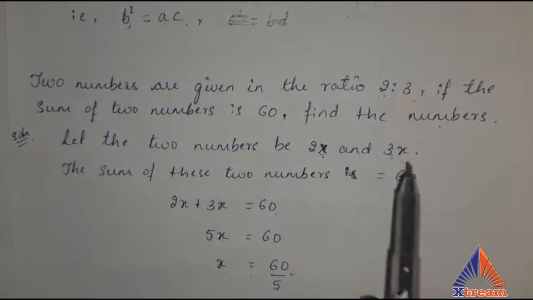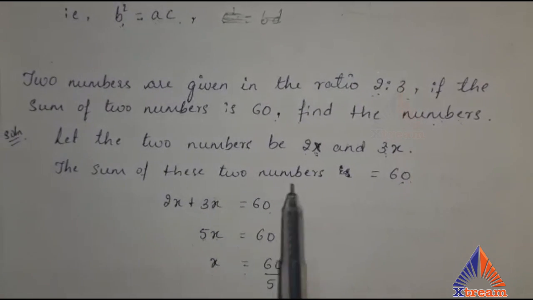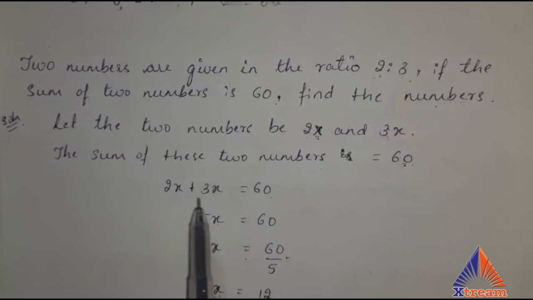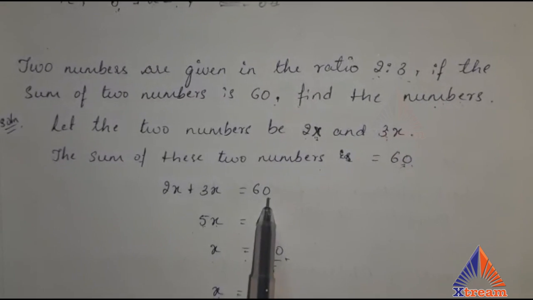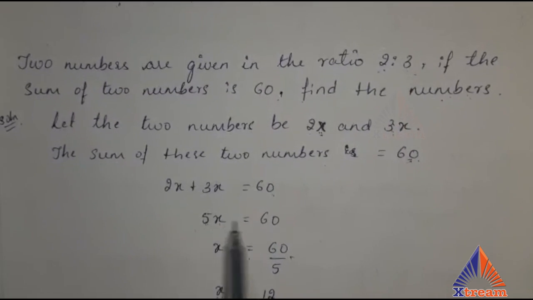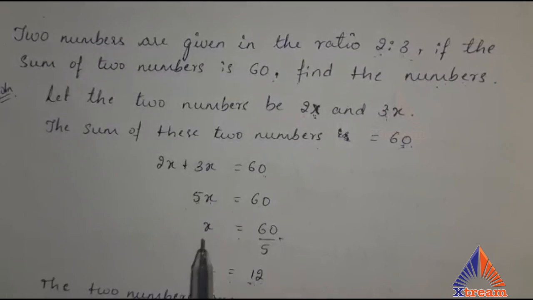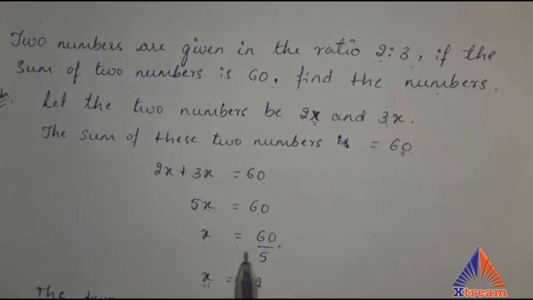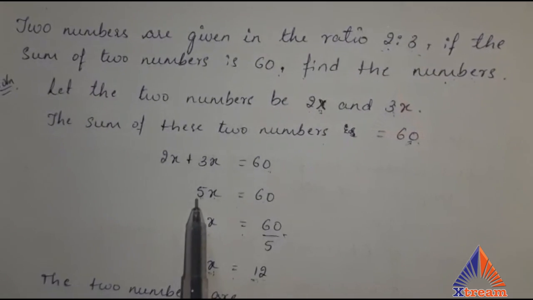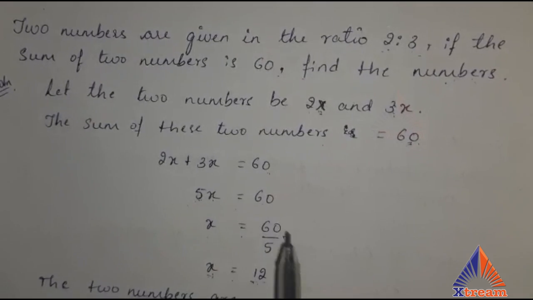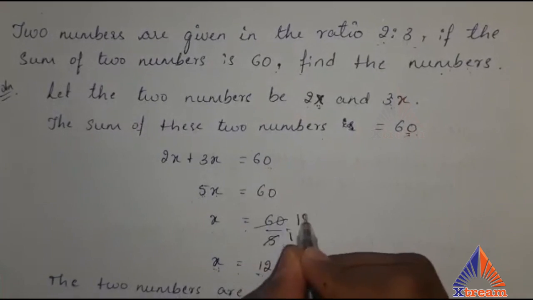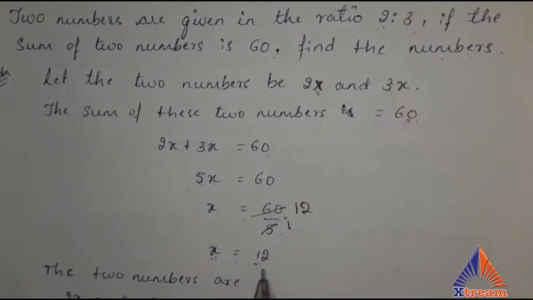So it's 2x and 3x, and the sum of these two numbers is 60. So 2x plus 3x is equal to 60. 2 plus 3 is 5 and x is as it is. 5x is equal to 60, and we have to transfer this 5 to the right hand side, that is 60 by 5. So 5 12s are 60. So x is equal to 12.